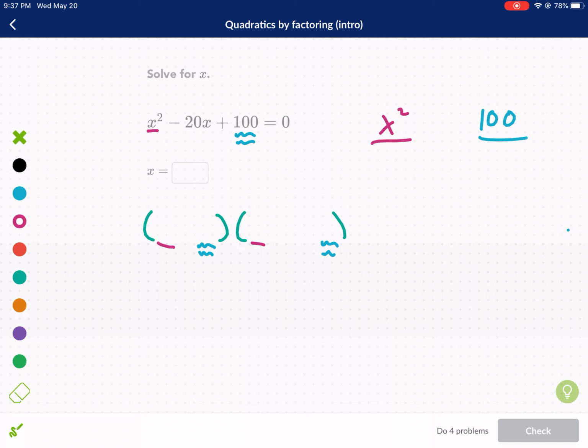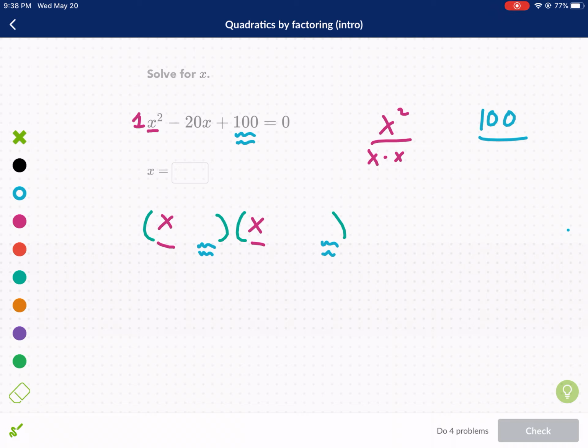Let's start with x squared. With many of these, if it's a coefficient of 1, these are going to be very easy because it's just x and x. So we can go ahead and write x and x here because there's no other factors for x squared other than x times x. Okay, now we're moving on to 100. Here we have a little bit of flexibility, which creates a little bit of a headache for us, but not too bad. What are factors of positive 100?